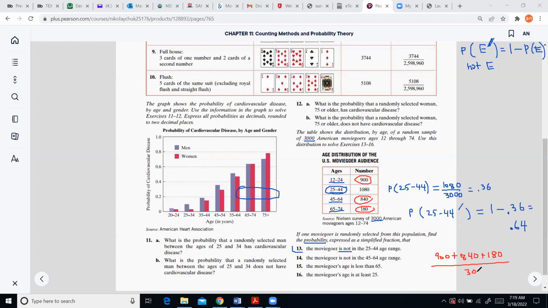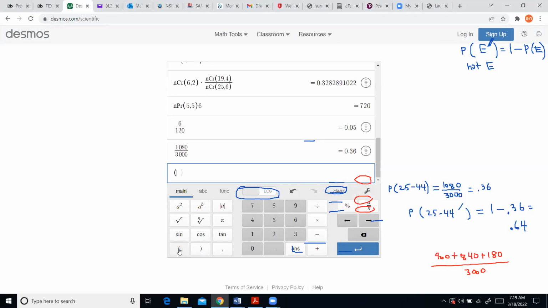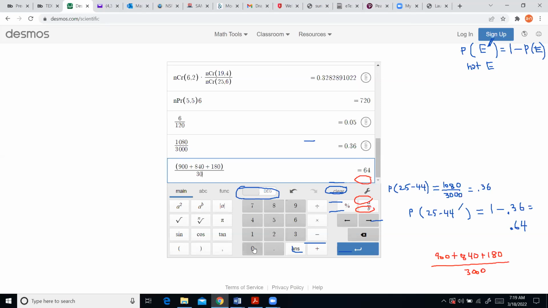So if you decided to just see which categories we actually consider in here, not 25 through 44, but everything else, and design the fraction that I just produced in red. So if you add 900 with 840 and with 180, then you better get exactly the same answer. Let's check this out. Divide by 3,000, and yes, it is the same thing. It is 0.64.